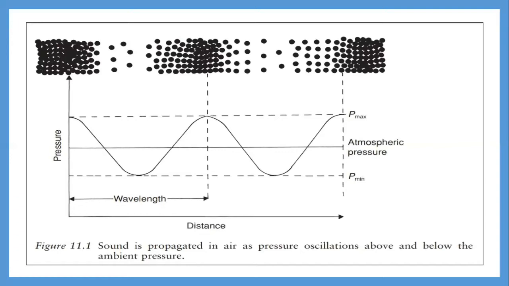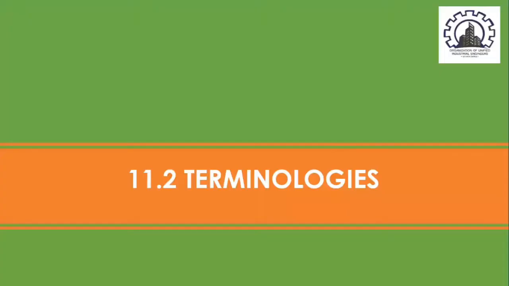The threshold of hearing, or lowest amplitude of pressure oscillations in air detectable by the ear, is equivalent to 0.0002 newton per square meter at a frequency of 1000 Hertz. Now, on the next key area, we have the terminologies. So here, we will be discussing the different terminologies if we speak about hearing or sound.